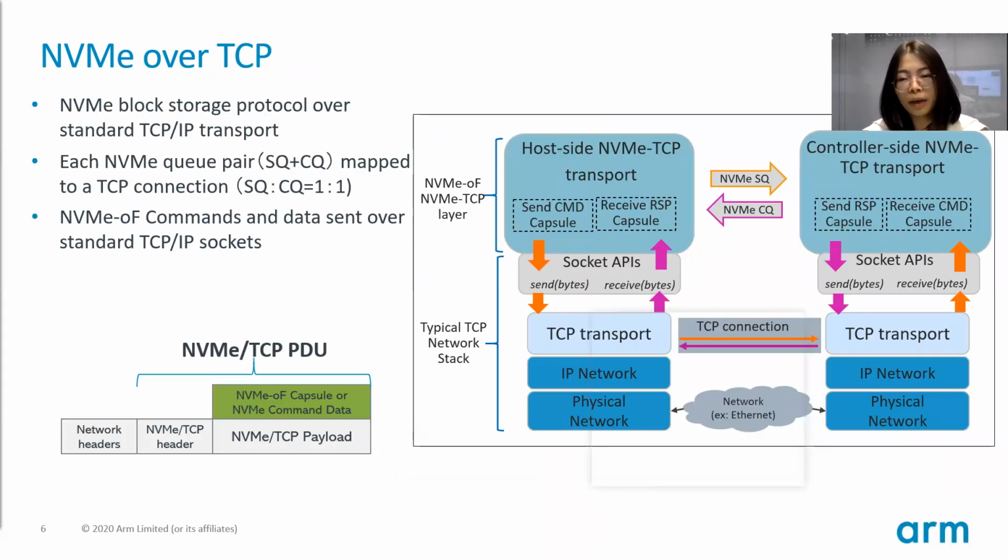NVMe over TCP makes it possible to use NVMe over fabrics across a standard Ethernet network. There is no need to make configuration changes or implement any special equipment. When using a TCP transport, each NVMe queue pair is mapped to a TCP connection, and then NVMe commands and data are encapsulated as a protocol data unit called a PDU and sent over standard TCP/IP sockets.